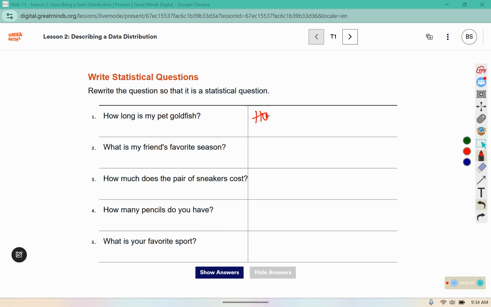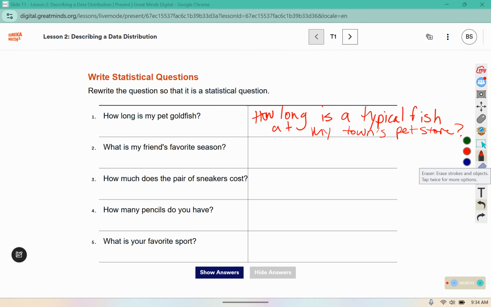How long is the typical fish at my town's pet store? Then you're testing multiple fish from the same store. There will be some variability in how long the goldfish are.